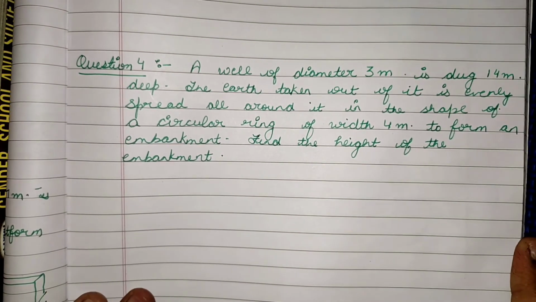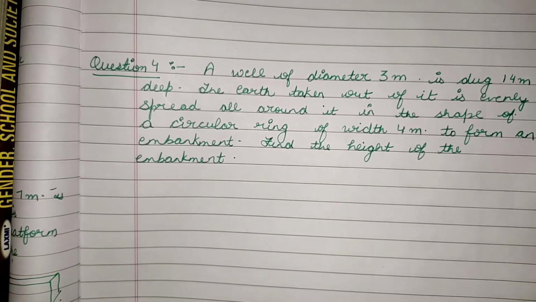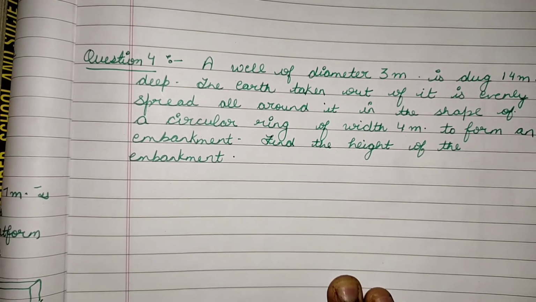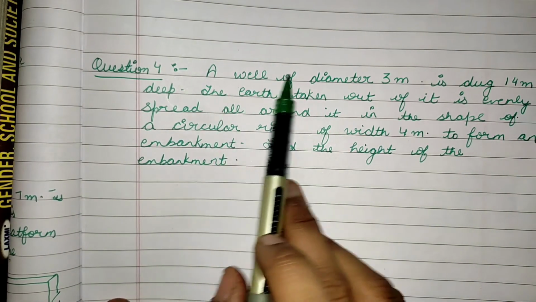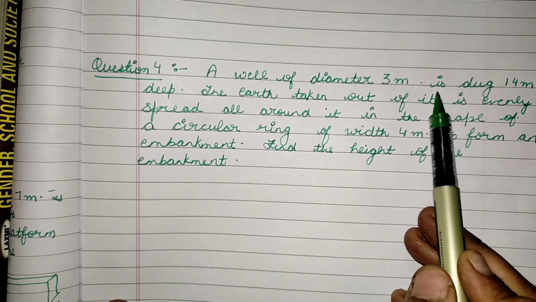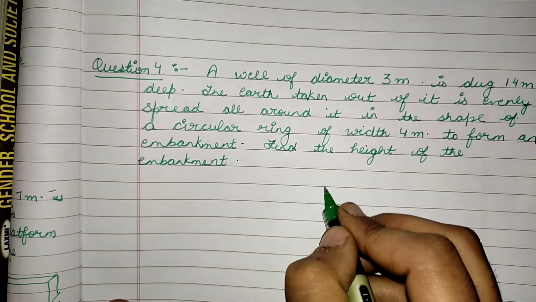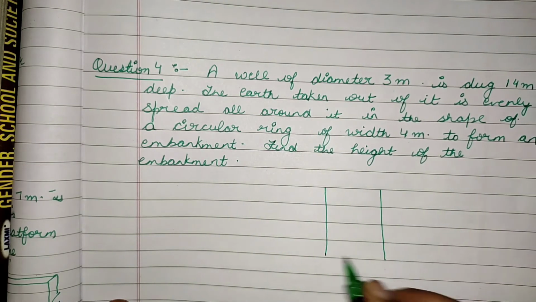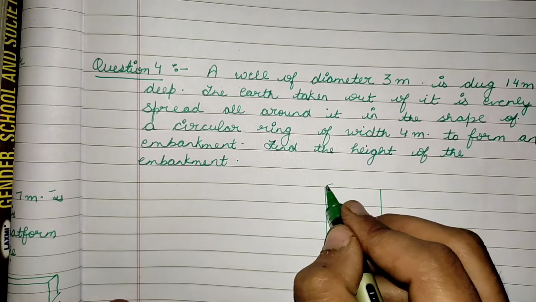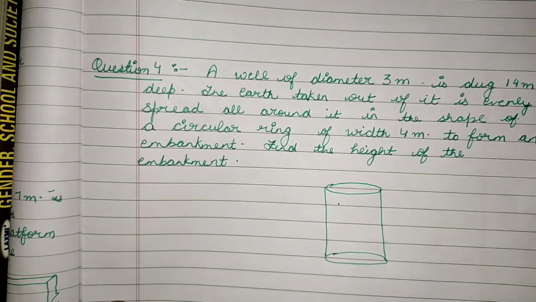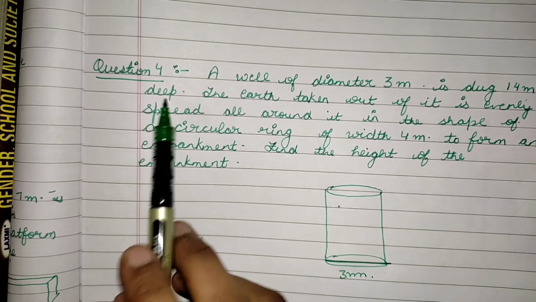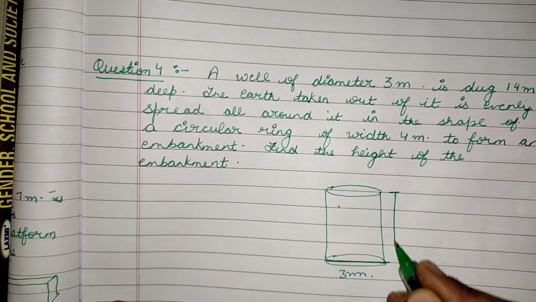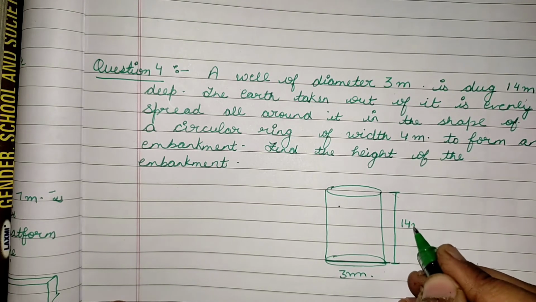Now moving to question number 4. Question number 4 and question number 3 are almost similar, just the differences of the shape. What shape is different? Let's see. A well of diameter 3 meter is dug. So again there is a well. So I have told you that well is in the shape of what? Well is in the shape of a cylinder. Diameter 3 meter. So this value is given to us, 3 meter, is dug 14 meter deep. So this is my 14 meter.